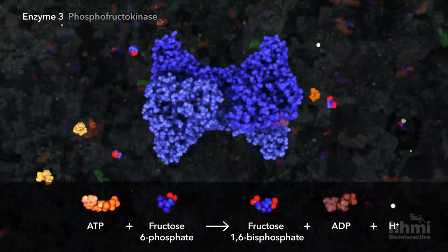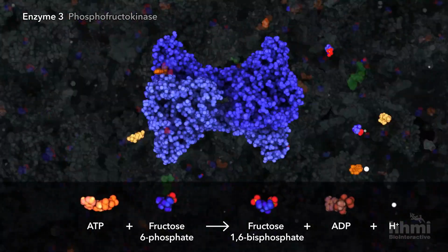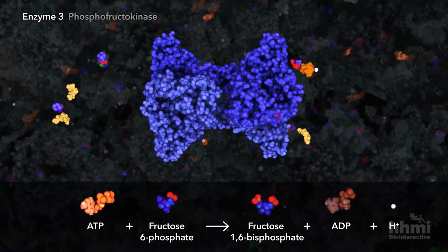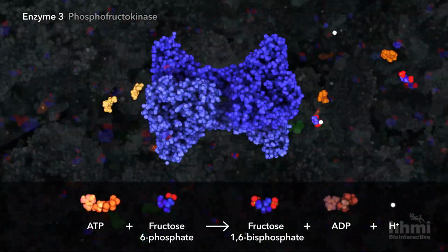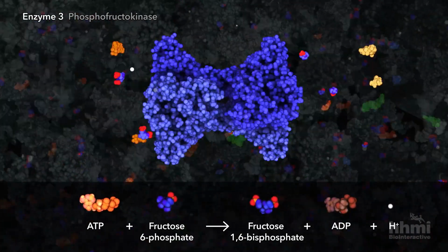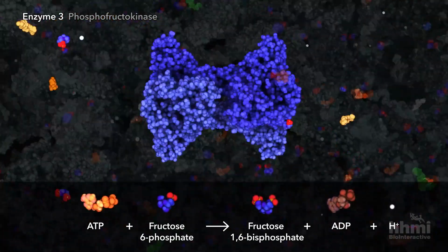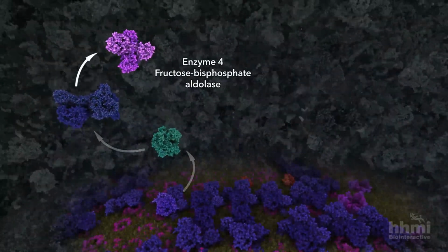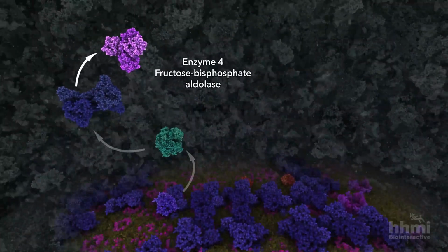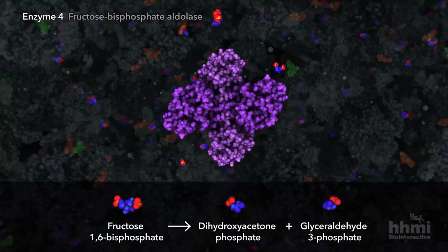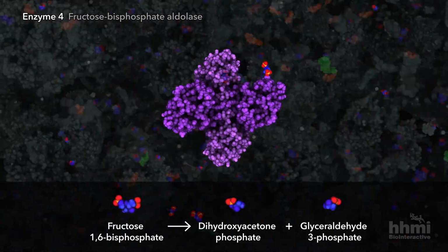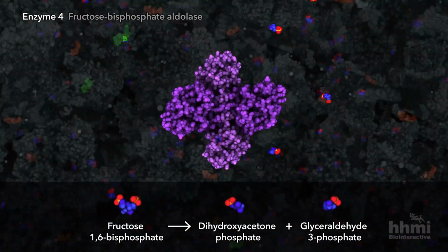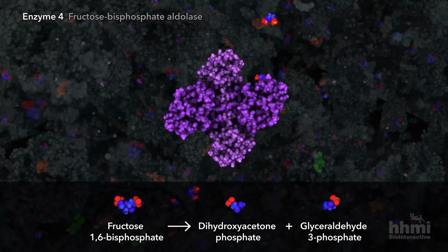The third enzyme uses a second molecule of ATP, creating fructose 1,6-bisphosphate. The 6-carbon sugar is now ready to be broken apart. The fourth enzyme cuts the molecule in half, creating two 3-carbon sugars, each with a single phosphate attached.